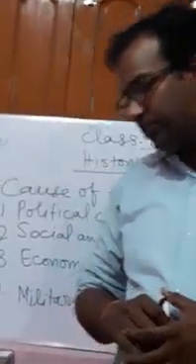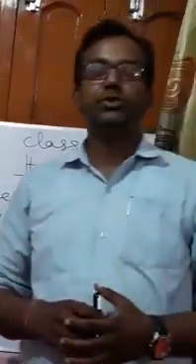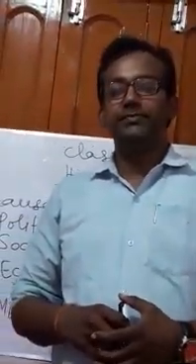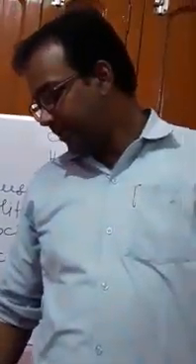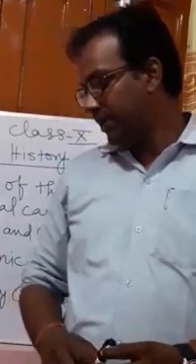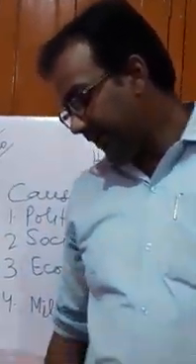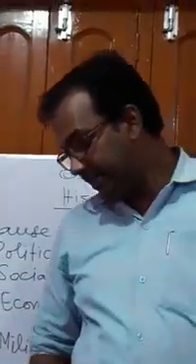Next is discourtesy to the Mughal emperor. Discourtesy to the Mughal emperor means the Mughal emperor was also not given proper respect. Third, the treatment meted out to Nana Sahib and Rani Lakshmi Bai. These were also important leaders of the revolt of 1857.